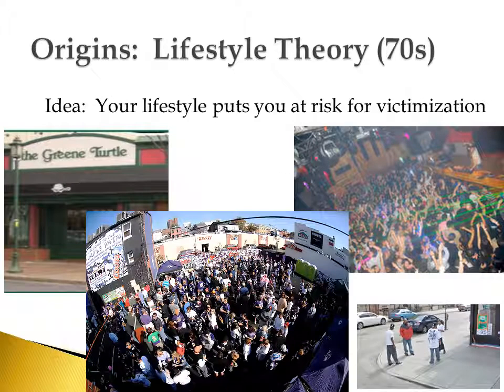Another thing that routine activities theory uses as its origin or its basis is a perspective in the 1970s called lifestyle theory. Now, this was, again, something that got developed really in the early to mid 1970s. And very basically, the idea behind lifestyle theory was that your lifestyle puts you at risk for victimization. So this is a victim-focused perspective, talking about people who live risky lifestyles.